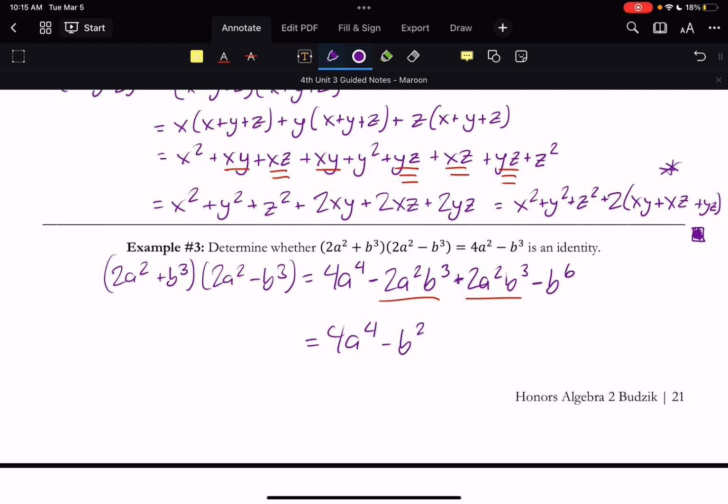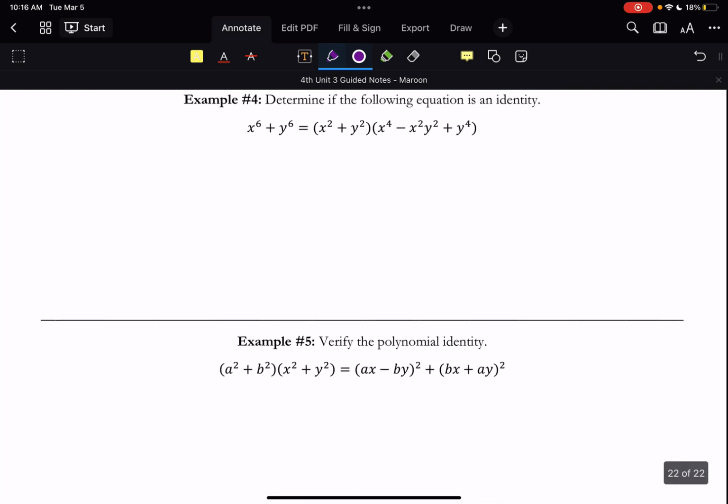And I take a look, that is not equivalent to 4a squared minus b cubed. So we say that this is not a polynomial identity, because I was unable to manipulate one side to get it equivalent to the other. Okay. All right, here we go.